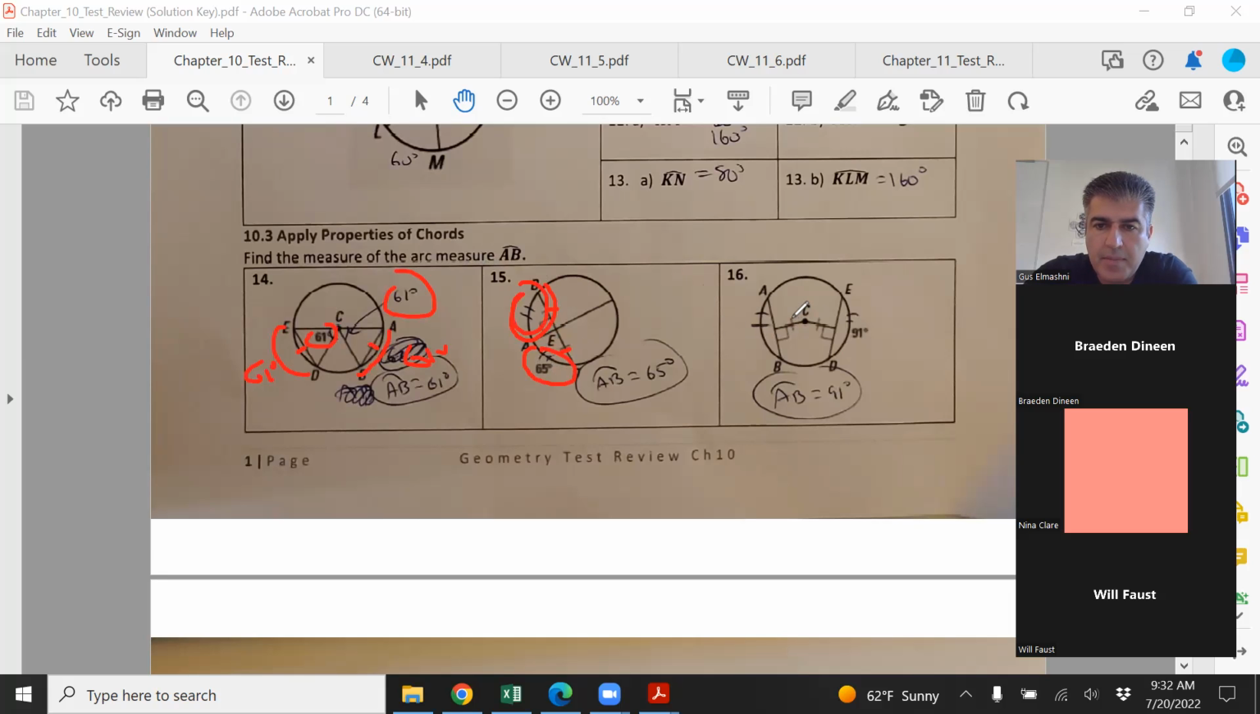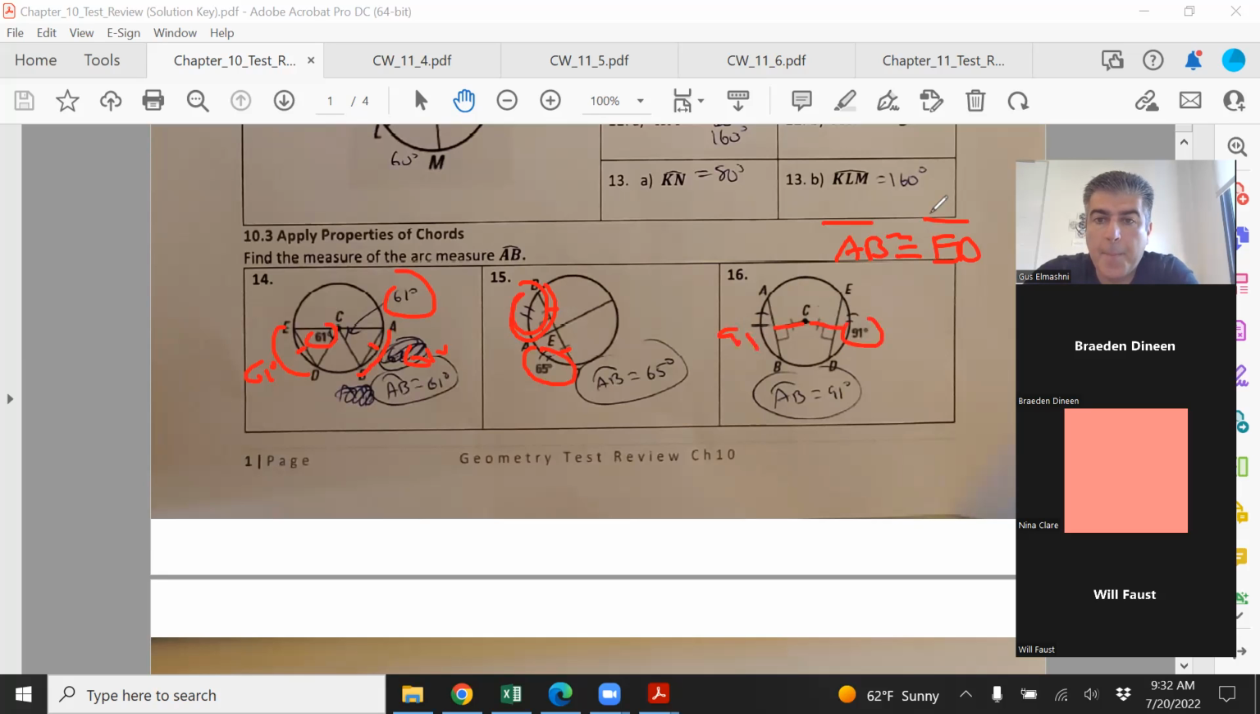Again, you got two congruent segments that are perpendicular to these chords. If that happens, it means that both these chords are the same. Segment AB is going to be congruent to segment ED. Because you have these perpendicular segments that are equal to each other, right? So if that's 91, that's 91.